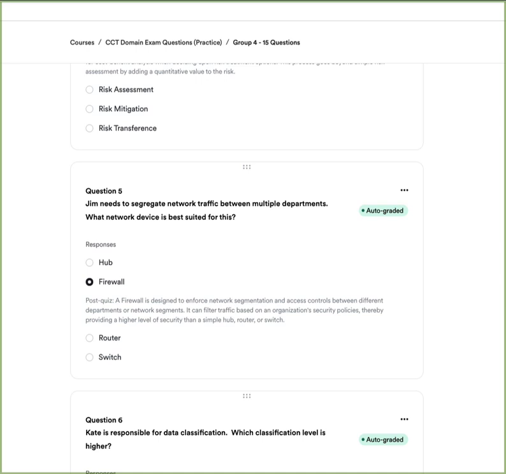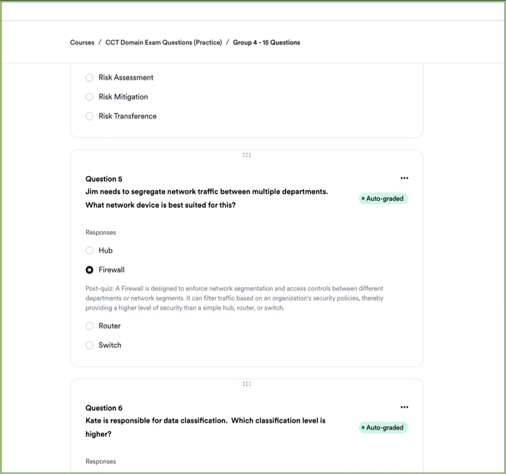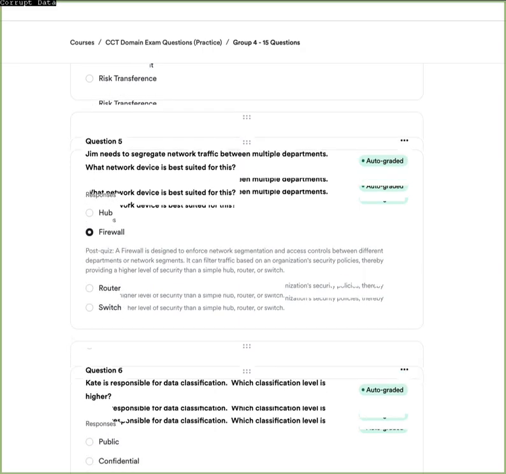A firewall is designed to enforce network segmentation and the access controls between the different departments or network segments. It can filter based on the organization's policies and also provides a higher level of security than a simple hub, switch, or router. Now, can you do those things with a switch? Yes, you can. But the primary purpose of a firewall is you want to deal with network segmentation.